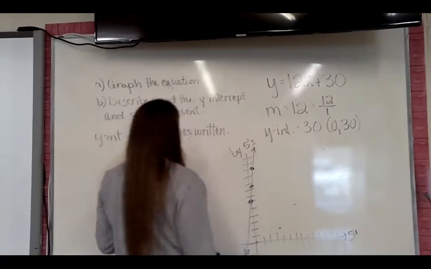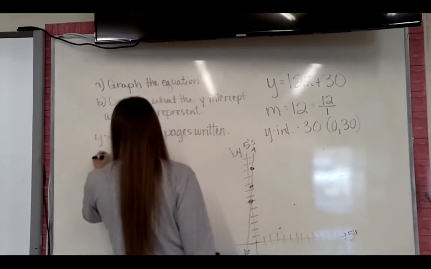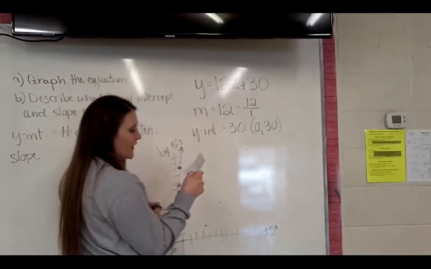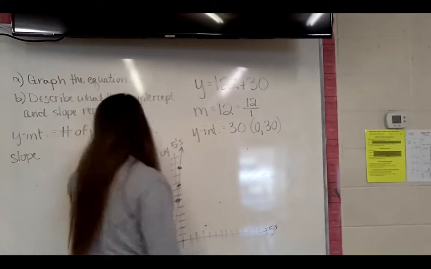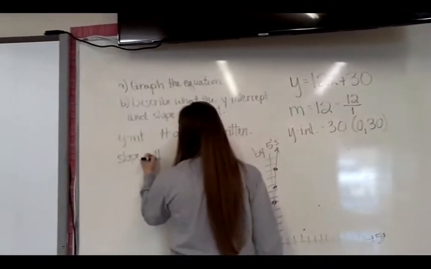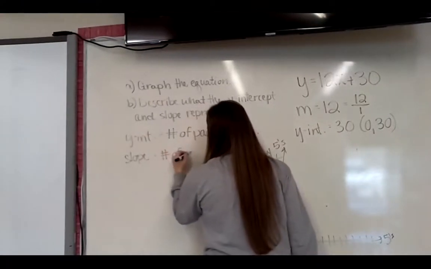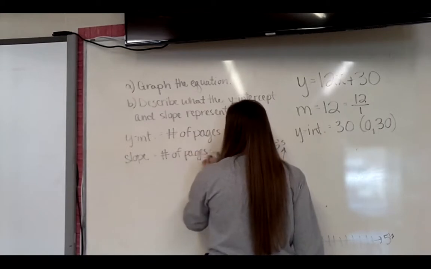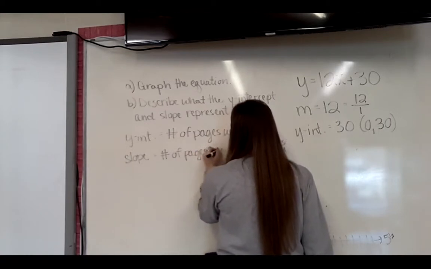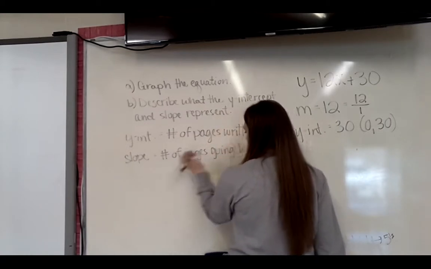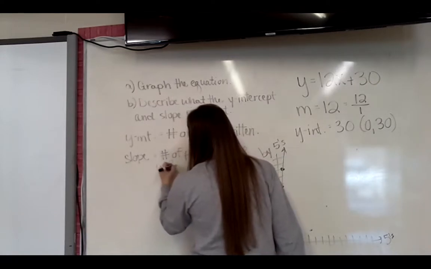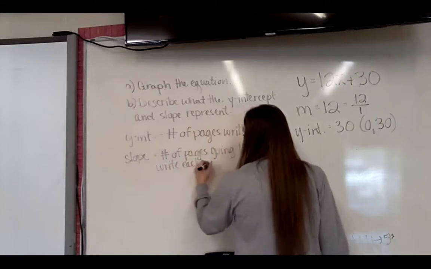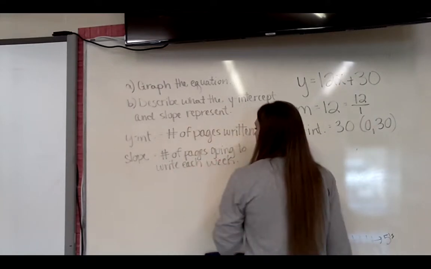Okay, the slope, they told us the 12, that was our slope was 12. That was how many pages per week he was going to write. So our slope is the number of pages he's going to write. So let's just say number of pages going to write each week. If you did not have these exact words, that is okay, as long as you had something along these lines. If you didn't, please write them down.